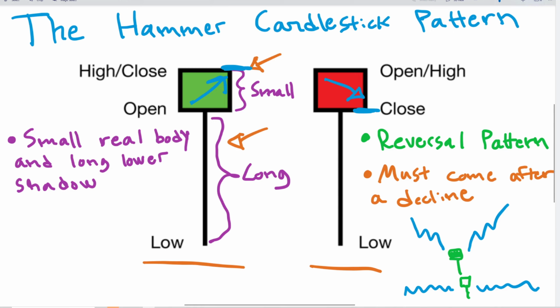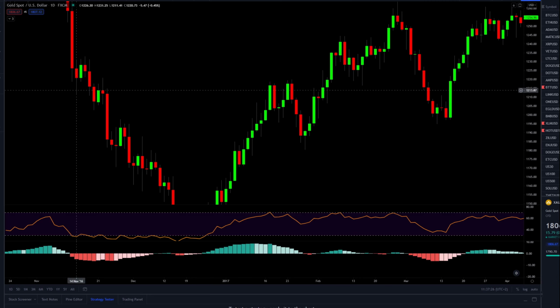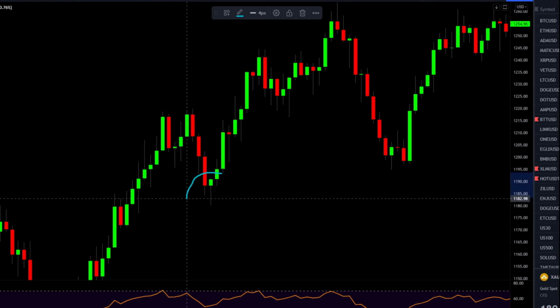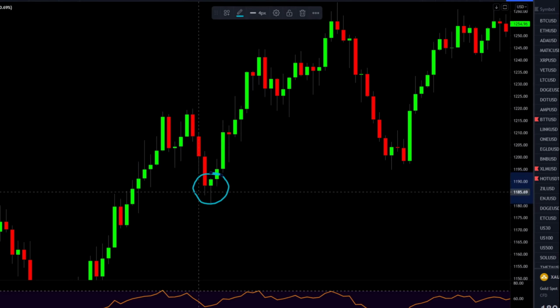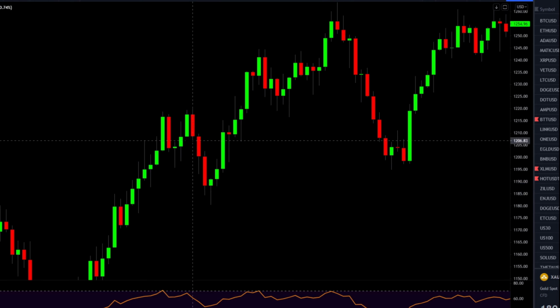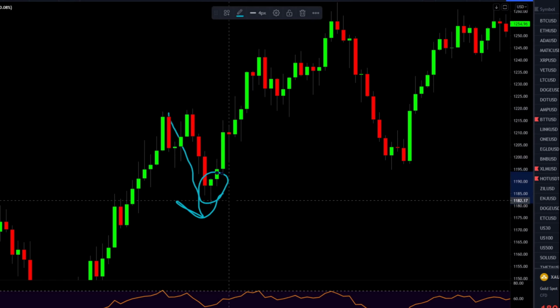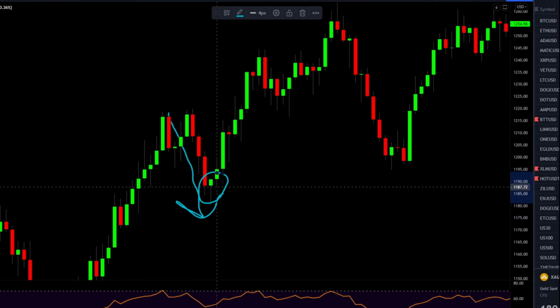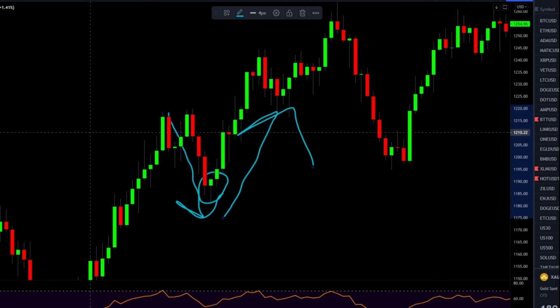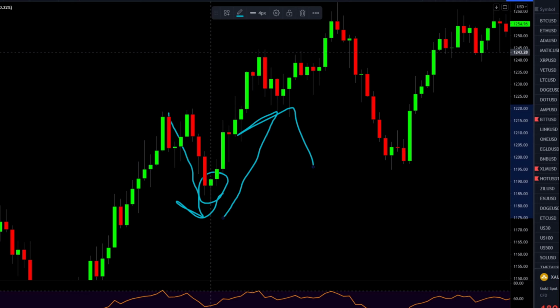Now that we have a brief understanding of the hammer candlestick, let's take a look at a quick example. Right now we're looking at the gold price, and on the chart, can you spot the hammer? Well, the clear hammer on this chart is right here. As you can see, the shadow is more than twice the length of the real body, so that criteria is good. We can also see that the hammer appears after a price decline. And after the hammer, we saw a very nice bounce to the upside. So in this case, the hammer candle played out beautifully.